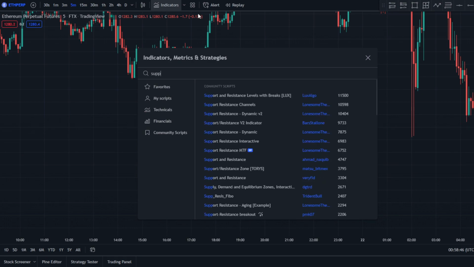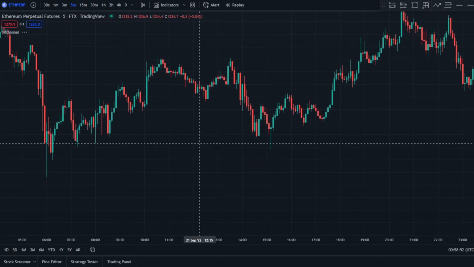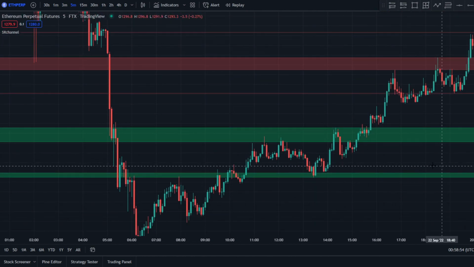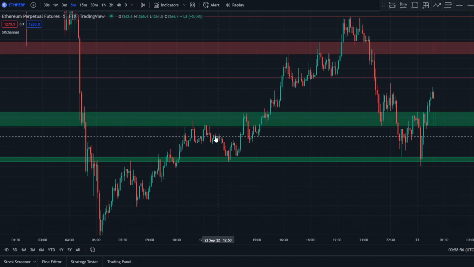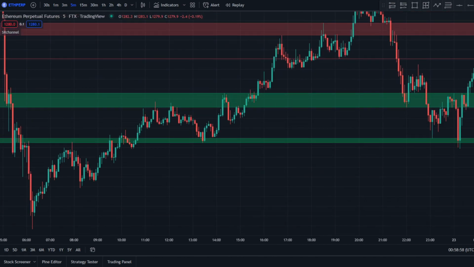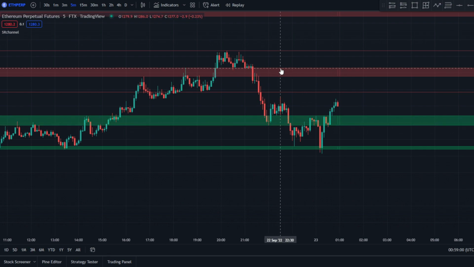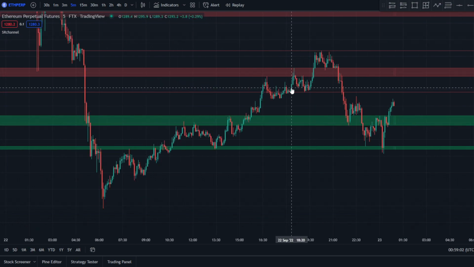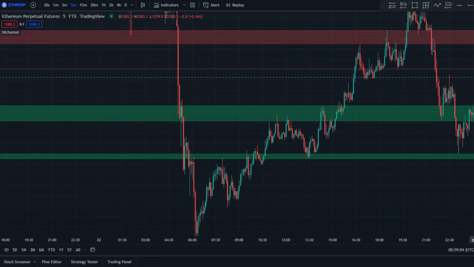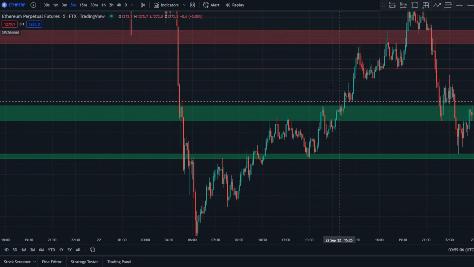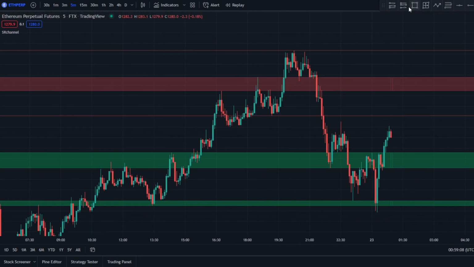Which brings me back to the last indicator, which is the support and resistance channels by Lonesome. Let's click on the first one. So what you'll see is this support and resistance, and it's very clear. Green is support, red is resistance, and what you want to do is basically place your stops below the support or above the resistance. So let's say we are entering a short right here.